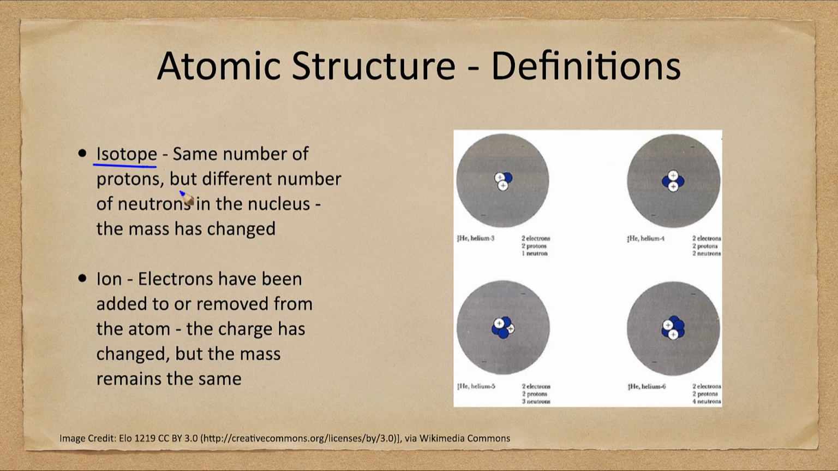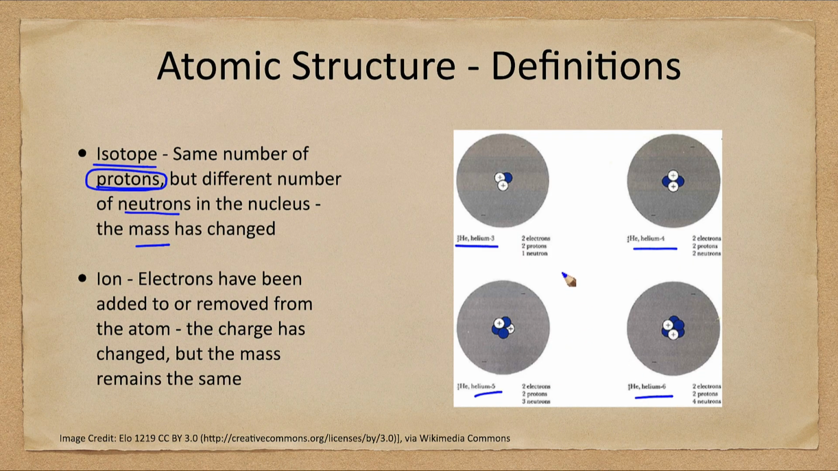Isotopes are the same atom. That means they have the same number of protons. It is the number of protons in a nucleus that defines the atom. When you have a different number of neutrons, then the mass has changed. So here we see various isotopes of helium. There's helium 3, helium 4, helium 5, helium 6.